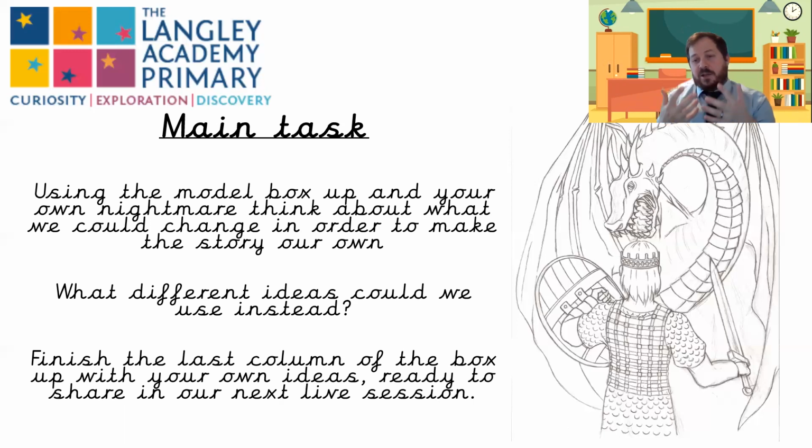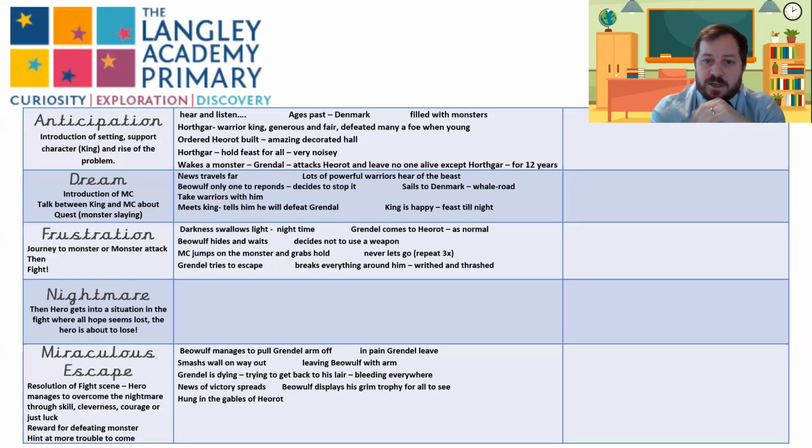And then later on, when you come to write it, you're just going, okay, I'm going to use that idea and that idea and this idea. So what I want you to do when you go through it in a minute is use the last column of the box up, and you can write this as we normally do your 3 columns, split it up. And in that last box, you're going to put your own ideas that we will hopefully be able to share in our next live session. So here's our box up. What you'll notice is the nightmare is blank because it's yours and you can fill in that one.